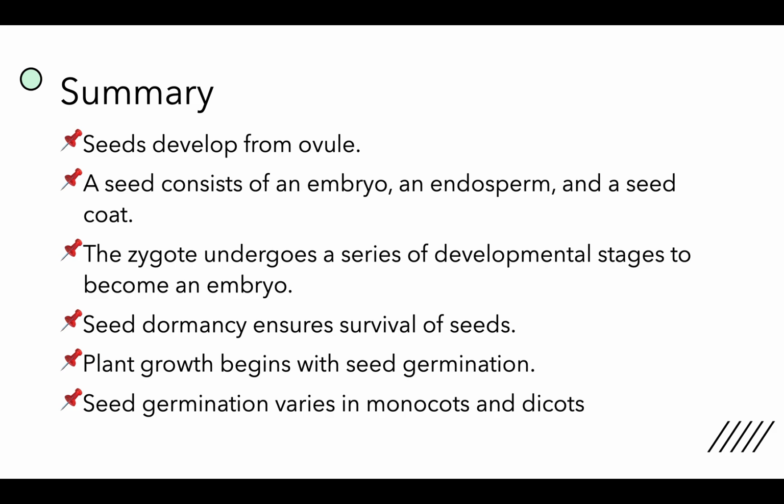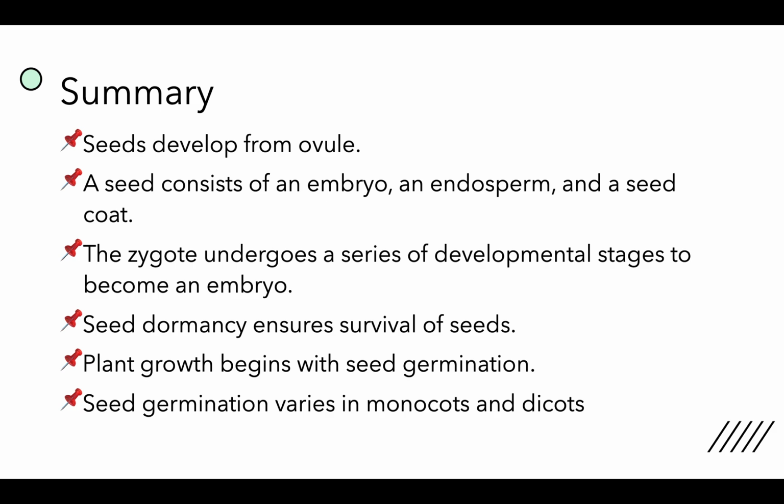Further, seed dormancy ensures survival of seeds. Seeds germinate only when conditions for seedling survival are optimal. The breaking of dormancy often requires environmental cues such as temperature or lighting changes. Next, plant growth begins with seed germination. Given water, oxygen, and a favorable temperature, a seed germinates. The embryo bursts from the seed coat and its development resumes.